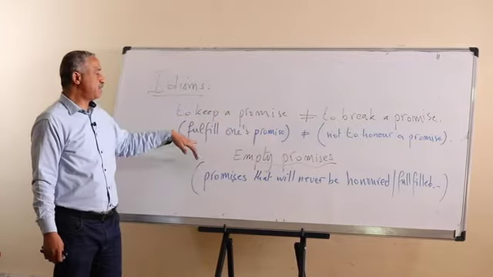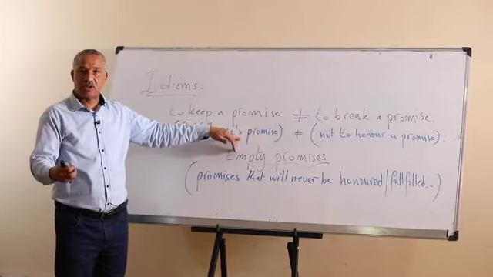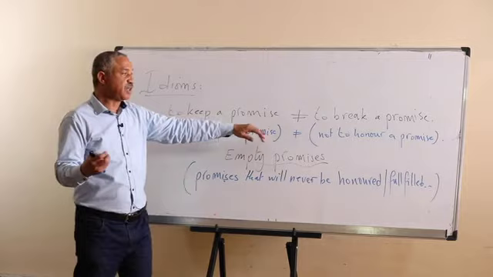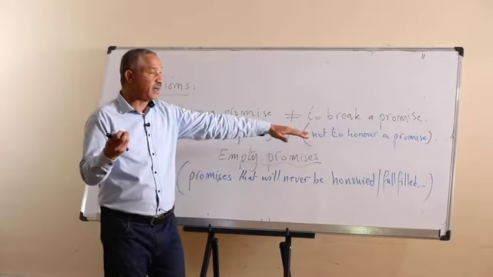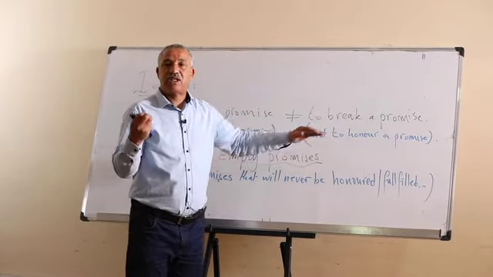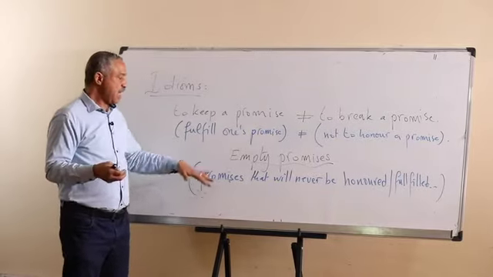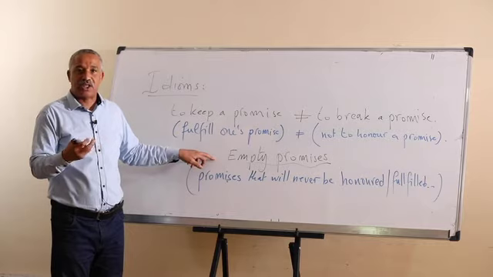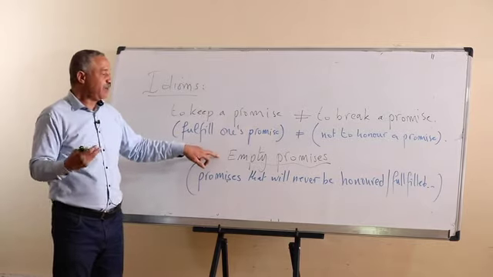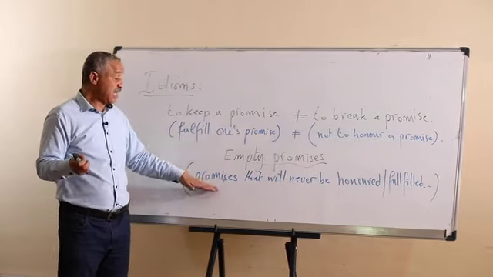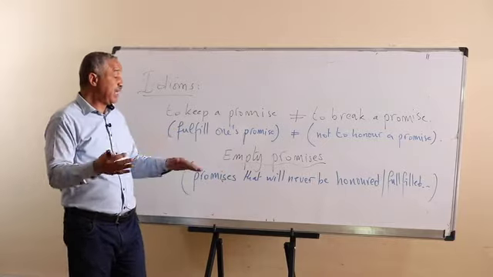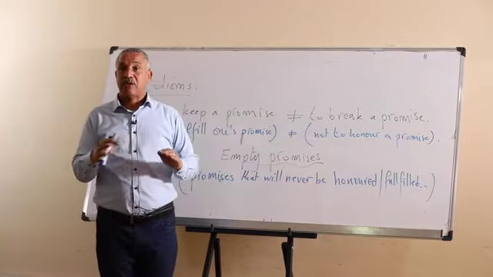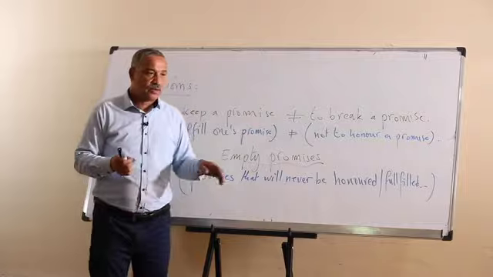We say to keep a promise, and the opposite is to break a promise. The first one means fulfill one's promise. That is, when you promise something, you do it. And the opposite is when you don't honor the promise. You give a promise and you don't fulfill it. And this is the word which is much used in our native language, empty promises, by which we mean promises that will never be honored and will never be fulfilled.